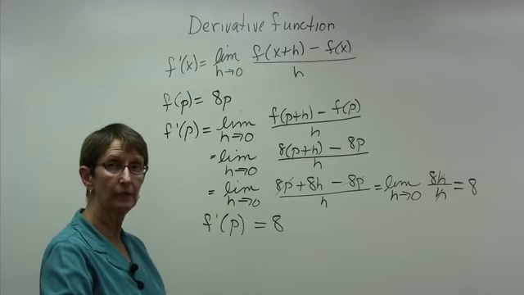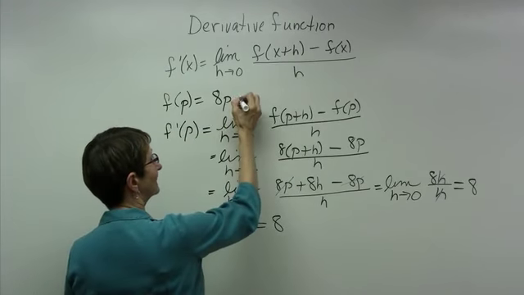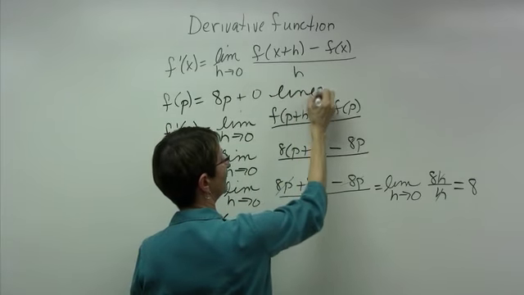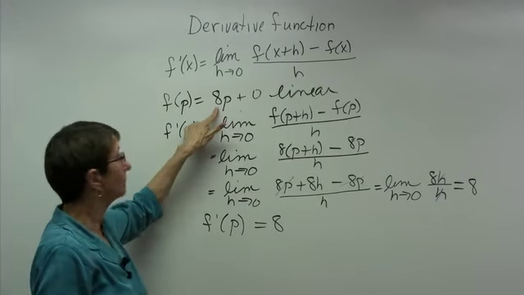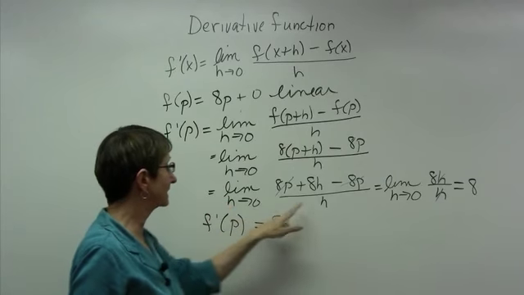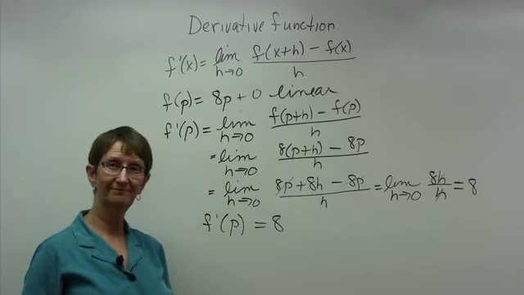When you look back up at the linear function we started with, we said this could be considered 8p plus 0 so that you could see how it is linear. And the slope is 8. And we showed using the definition of derivative that the limit, thus the derivative, is also equal to 8.